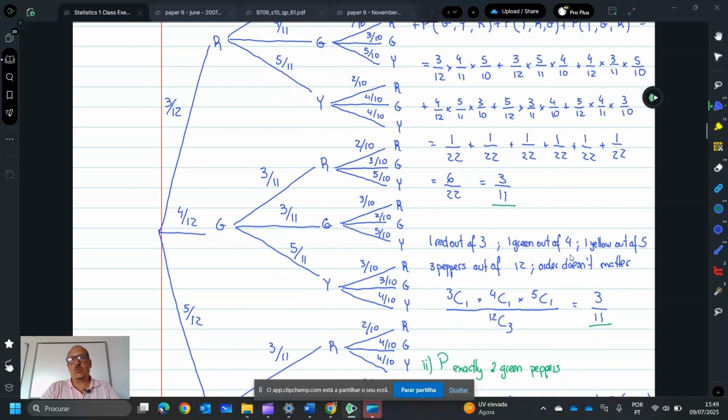Okay, so as you already learned, this would correspond to 1 red out of 3, that's combinations 3, 1. 1 green out of 4, that's combinations 4, 1, and 1 yellow out of 5, that's combinations 5, 1. Out of what? Out of combinations 12, 3. Okay, so just plug this in a calculator. This would be a much simpler method, and you would have the same result as over here.